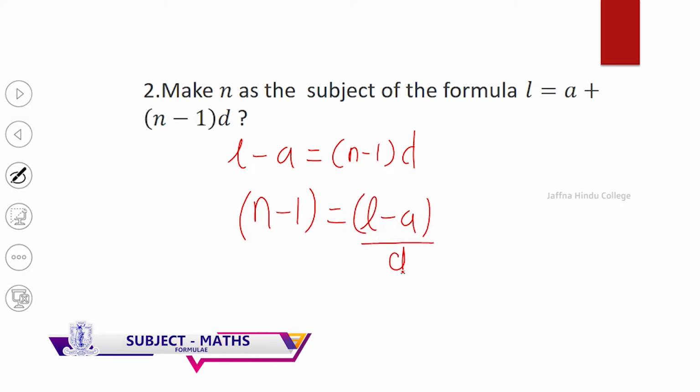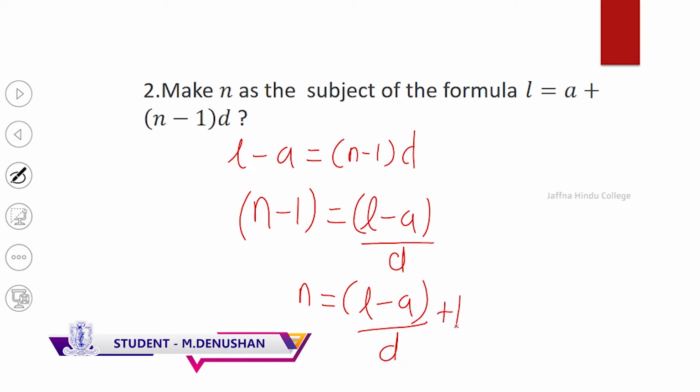Then we have to add 1 to both sides to remove the one on the left hand side of the equation to make n the subject. By simplifying, we obtain n is equal to l minus a over d plus 1.